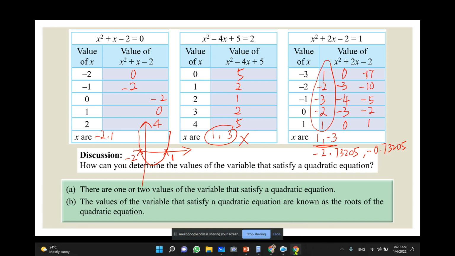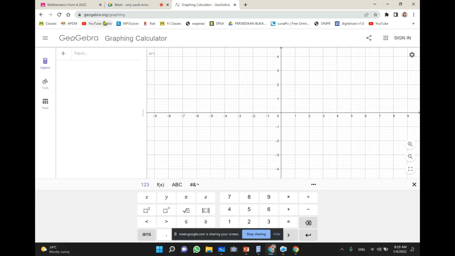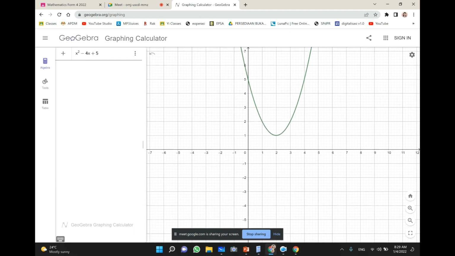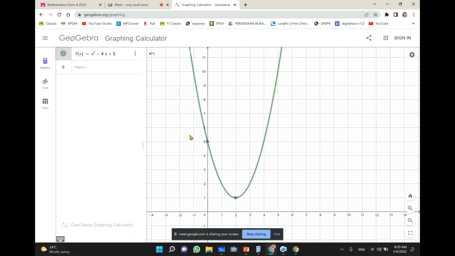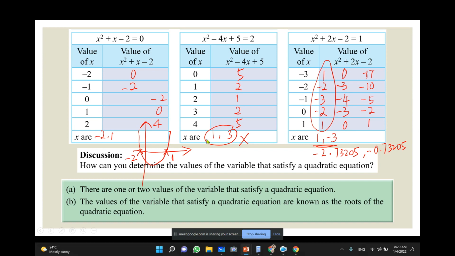Now I show it to you using GeoGebra. I noticed a lot of you didn't use GeoGebra. So x squared minus 4x plus 5. You see the graph looks like this. Does it have any x-intercept? No, right? Because it doesn't intersect the x-axis over here. Therefore, this graph doesn't have any root. That's why I said there's no x over here. And later on when you learn to press the calculator, you will get an imaginary number. That is not a real root.